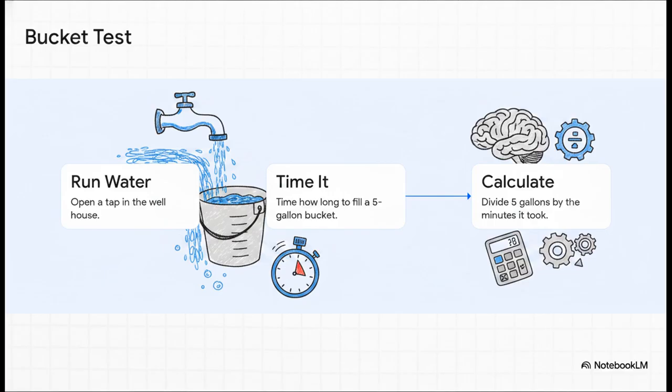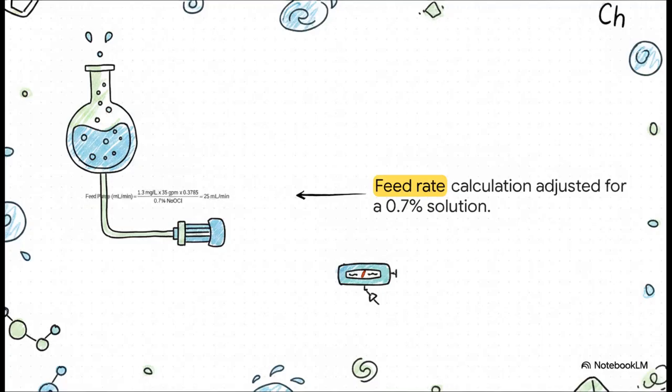This makes sure that the very first variable in all of your math is actually based in reality, not just a guess. So if we take that baseline measurement from the bucket test and apply the math, adjusting for, say, a 0.7% solution, it completely transforms your real-world feed rate requirement to 25 milliliters per minute. And just for context, this specific calculation is factoring in a 1.3 milligram per liter target dose alongside a 35-gallon per minute water flow rate.